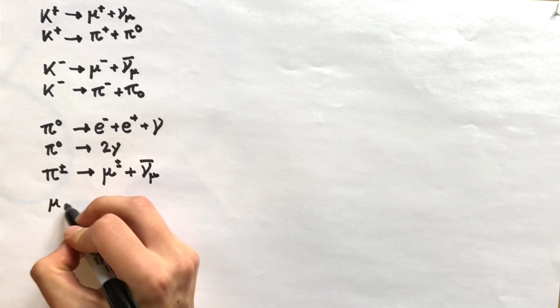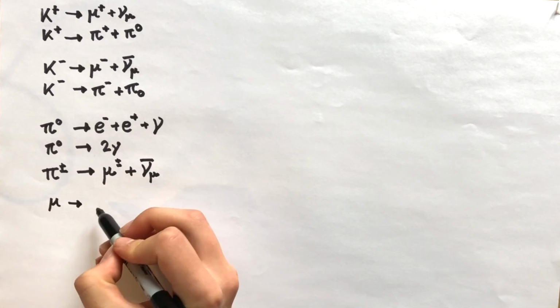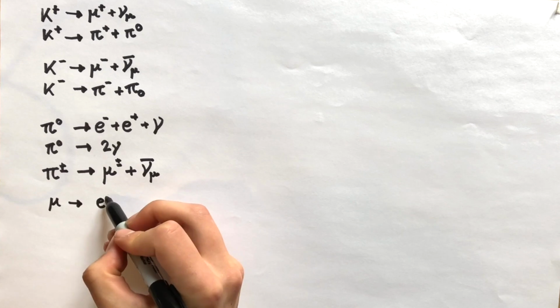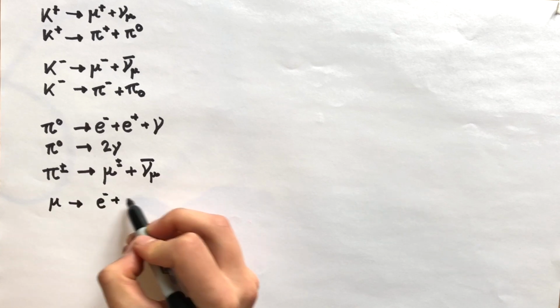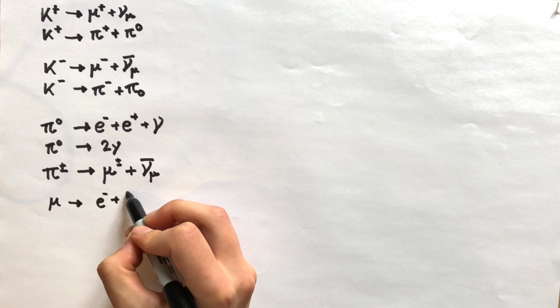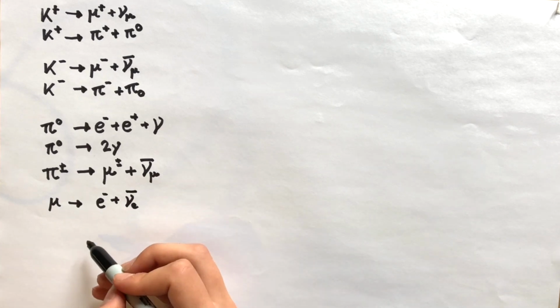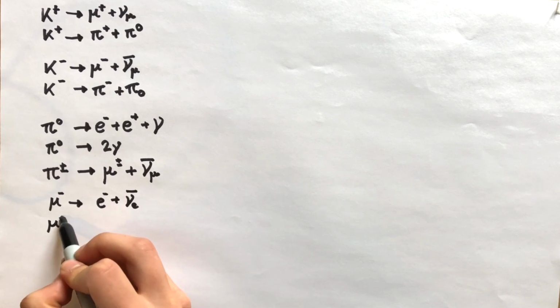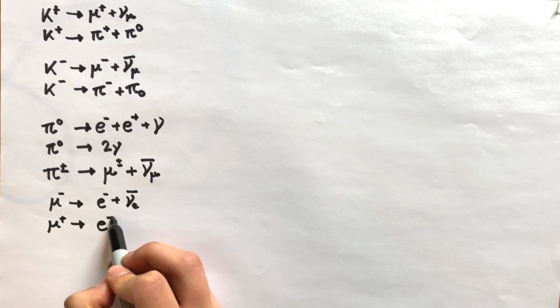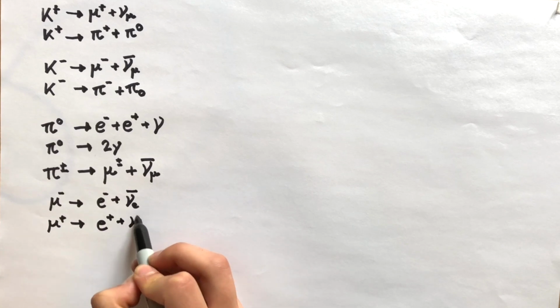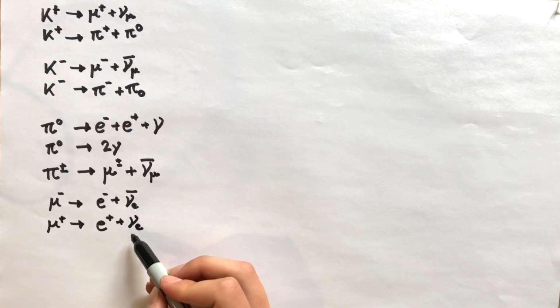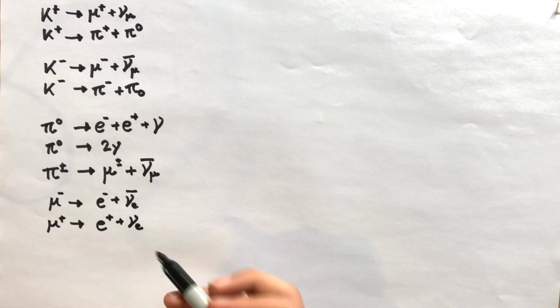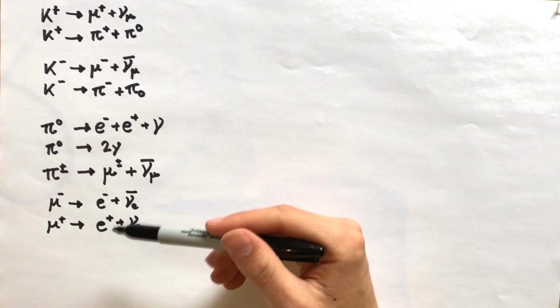And finally, the way in which the muon can decay. A muon can decay into an electron and an anti-electron neutrino. That would be if it's the negatively charged muon, and a positively charged muon would decay into a positron plus a normal neutrino. So don't worry too much about remembering all these decays.